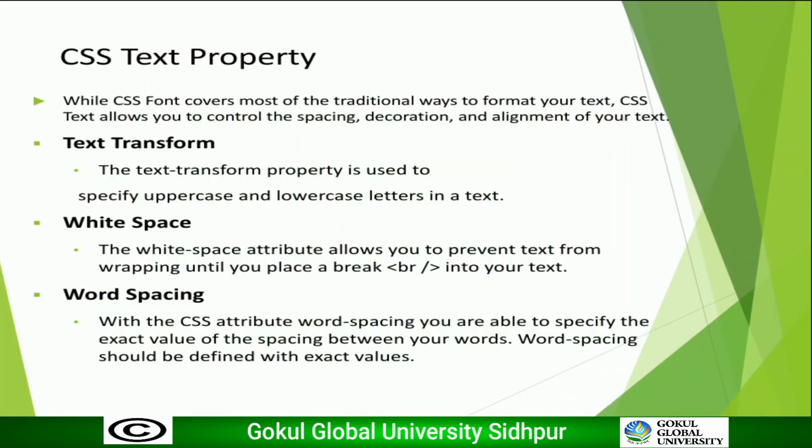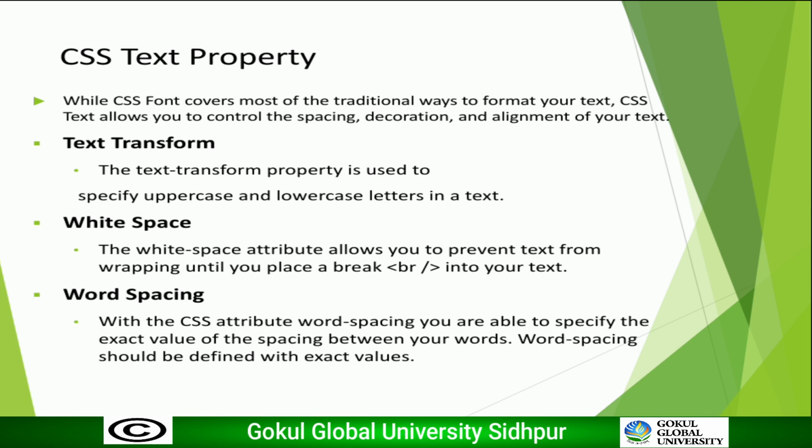Text properties. CSS font covers most of the traditional ways to format your text. CSS text allows you to control the spacing, decoration, and alignment of your text. Text transform. The text transform property is used to specify uppercase and lowercase letters in a text. White space. White space attributes allow you to prevent text from wrapping until you place a break tag into your text.